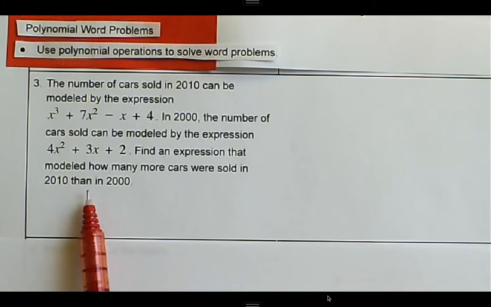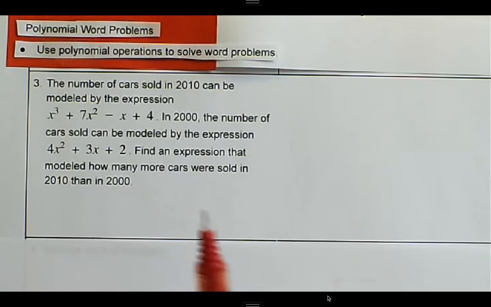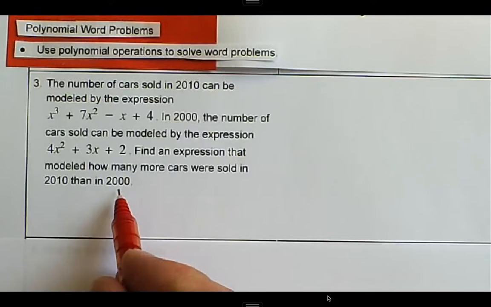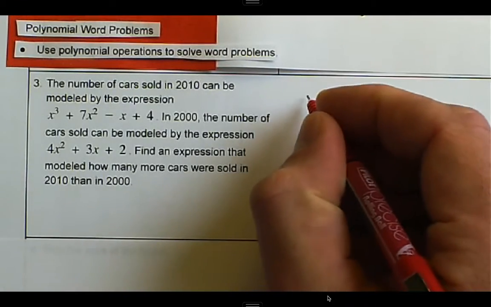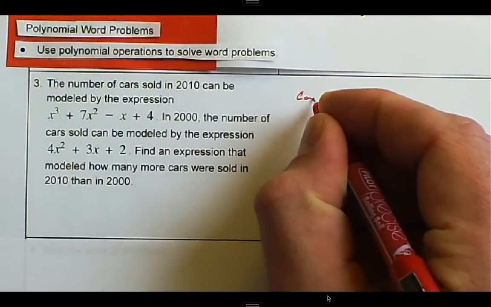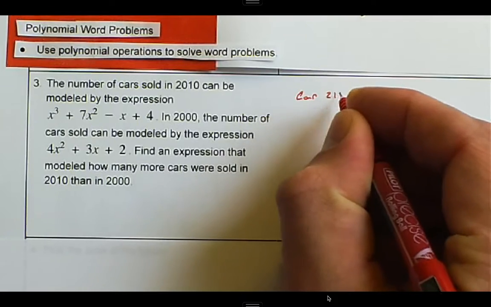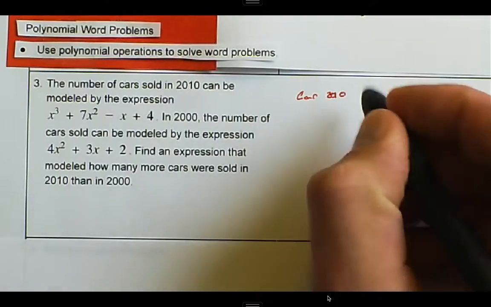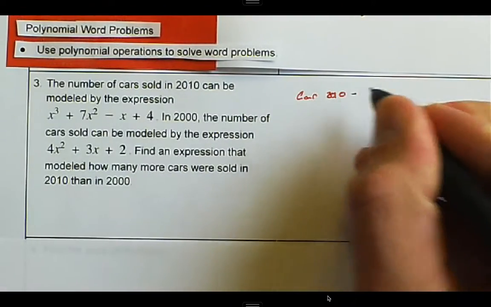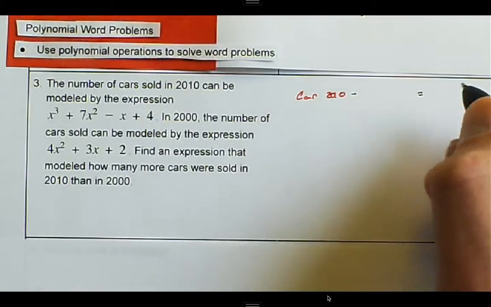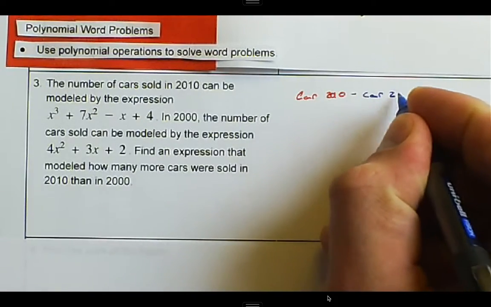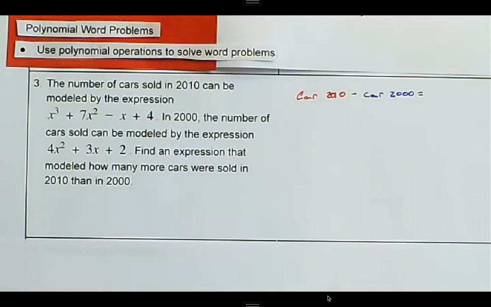So 2010 is bigger than 2000. So what we want to do is take the cars in 2010 and subtract from them the cars in 2000. So cars in 2010, and then we are going to subtract the cars from 2000. And then that is going to give us the difference.